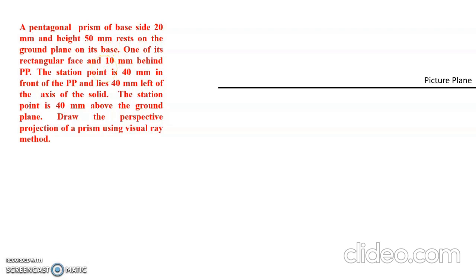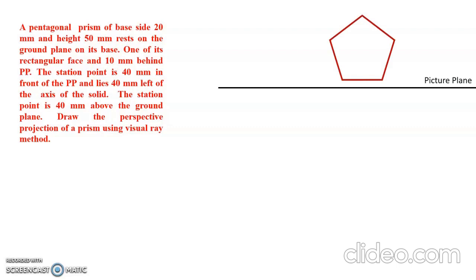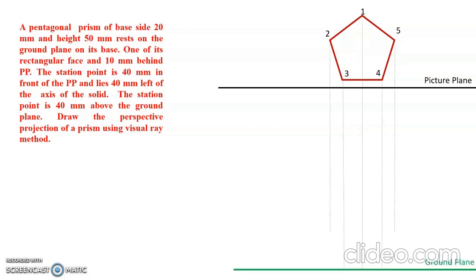So first I am drawing the top view of the particular object. This is a pentagonal prism. From the top view we can see the pentagon. Then we give the naming, and then we need to fix the station point, right? So first fix the station point and then we can draw the ground plane.